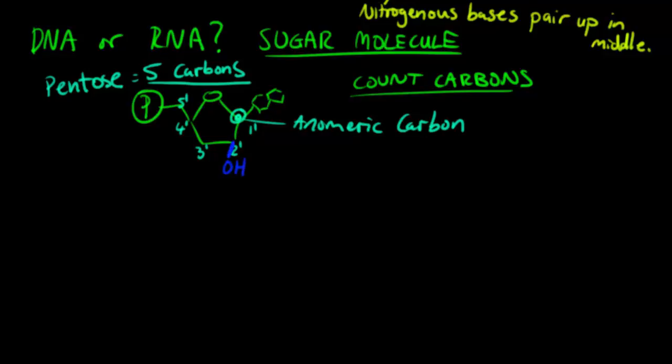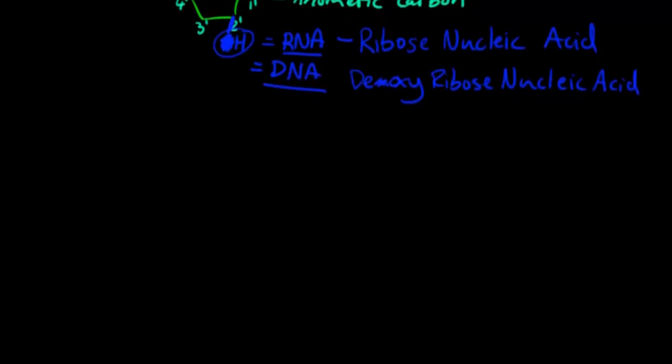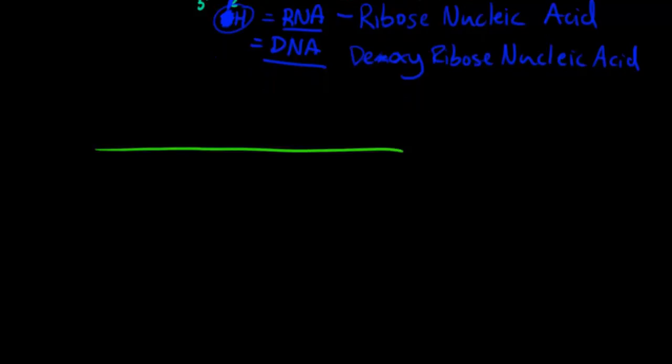Now, off of the 2' carbon here, if a hydroxyl group is present, then we know it's RNA. If it's just a hydrogen, if that oxygen is missing, then it's DNA. RNA means ribose nucleic acid. DNA means deoxyribose nucleic acid, so it's deoxygenated, that oxygen is missing, DNA.